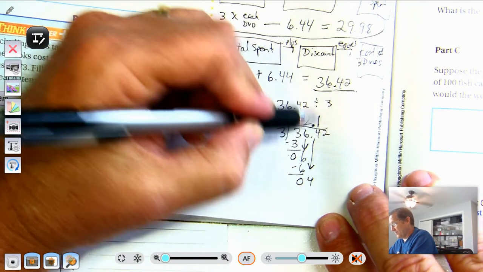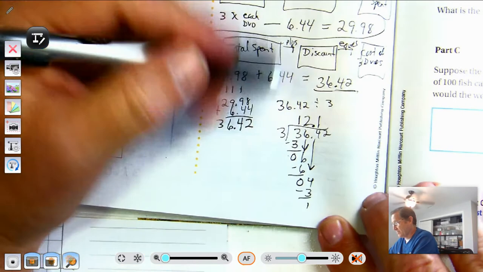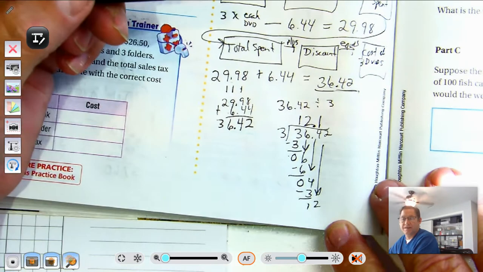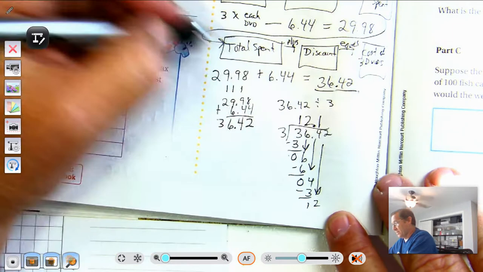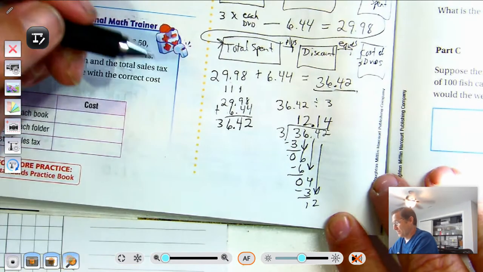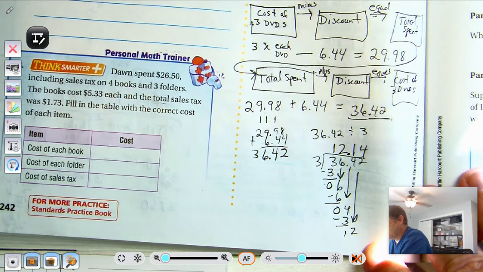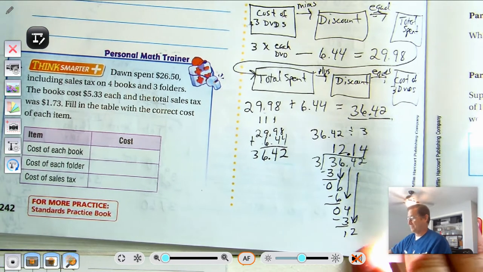I can put 1 tenth in each of the groups. Subtract, I'm going to be left with 1 tenth. I'm going to trade that for 10 hundredths and bring down the 2 hundredths. 12 divided by 3 is 4. So the cost of each one would be $12.14 individually.